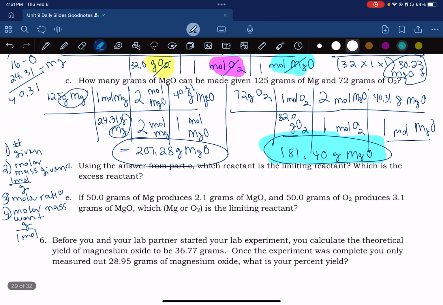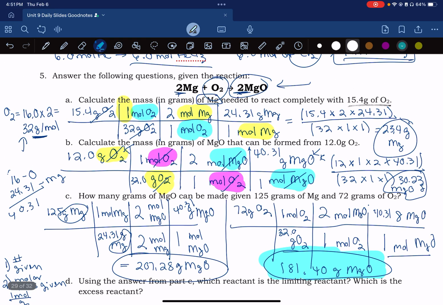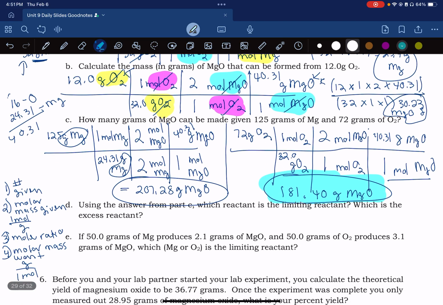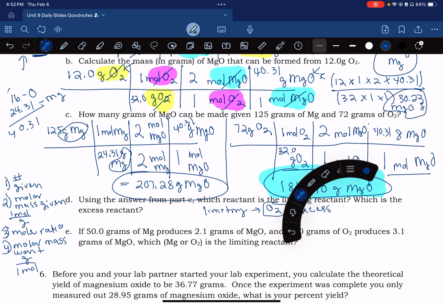And then it says, using the answer from part C, which reactant is limiting? Well, we already discussed that the reactants are on the left side of the equation. Okay, so magnesium and diatomic oxygen, these are our reactants, and our limiting reactant is going to be the one that produces the least. So in this particular case, our limiting has to be our oxygen, our O2, okay? And that means the excess is the other one, all right? The one that produced more, which is magnesium, okay?